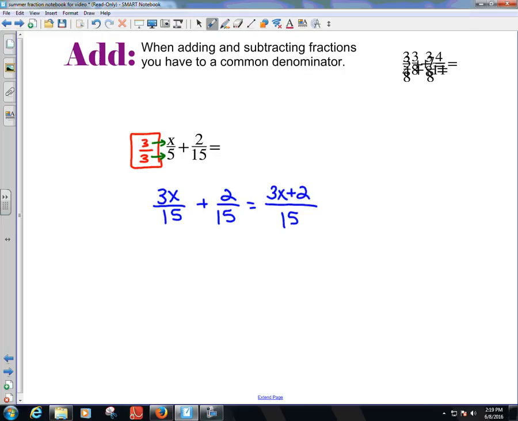And folks, I realize we don't like the way this looks, but for right now, that is my final answer. It will very rarely be a final answer in applied mathematics. If you have a word problem, you probably won't have that as an answer. But sometimes when we're learning how to do other things, we will have this as an answer. So 3x plus 2 divided by 15, or over 15, is my final answer for this.